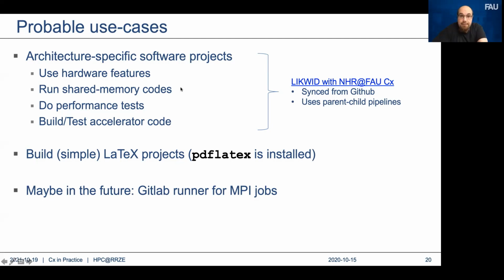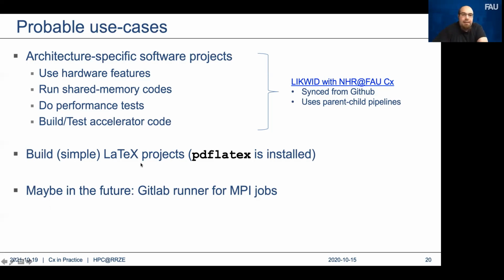It's the test cluster. The nodes are interconnected with some Ethernet, but it's not meant for MPI jobs with a lot of communication. We can think about having a GitLab runner for MPI jobs in the future, like on Meggie or something like that. But I have to talk with the admins, so that's a claim I set up now. Not sure whether they would allow it.